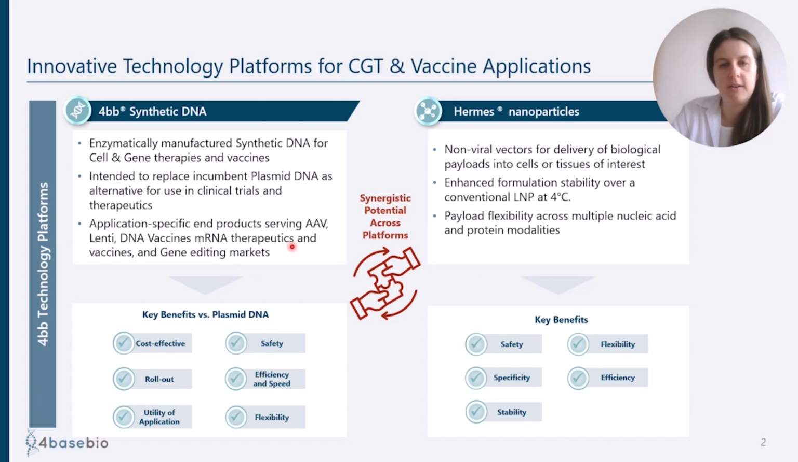We manufacture DNA entirely enzymatically as an alternative to plasmid DNA for use in various different gene and cell therapy applications, including viral vector production, DNA vaccines. We have IVT templates for mRNA therapeutics, and also specific molecules for gene editing as well. But all of those molecules we also encapsulate into our Hermes non-viral delivery system, and we have specific nanoparticles optimized for all of those different DNA and mRNA payloads.